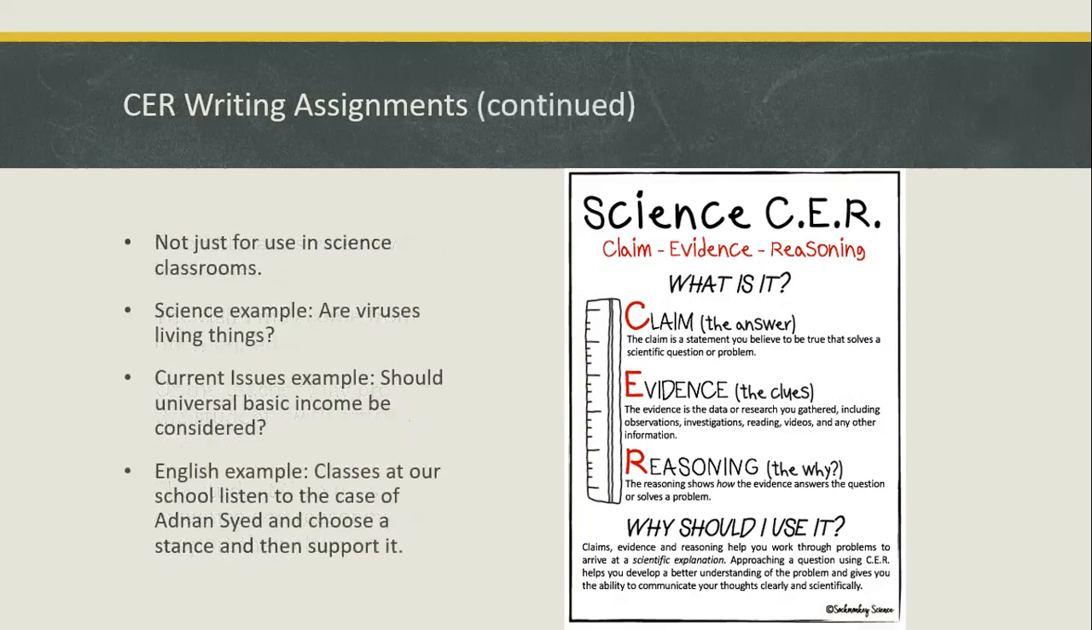Now, I want to make it clear, this is not just for use in science classrooms. It works really well in science classrooms, but you could use it for other subjects as well. For example, in a current issues class, maybe you could ask them, should universal basic income be considered? I don't know too much about this topic, but I do know it's a hot topic. And it's a topic that you could take either side on, and then you could use that claim, provide some evidence, and then reasoning.